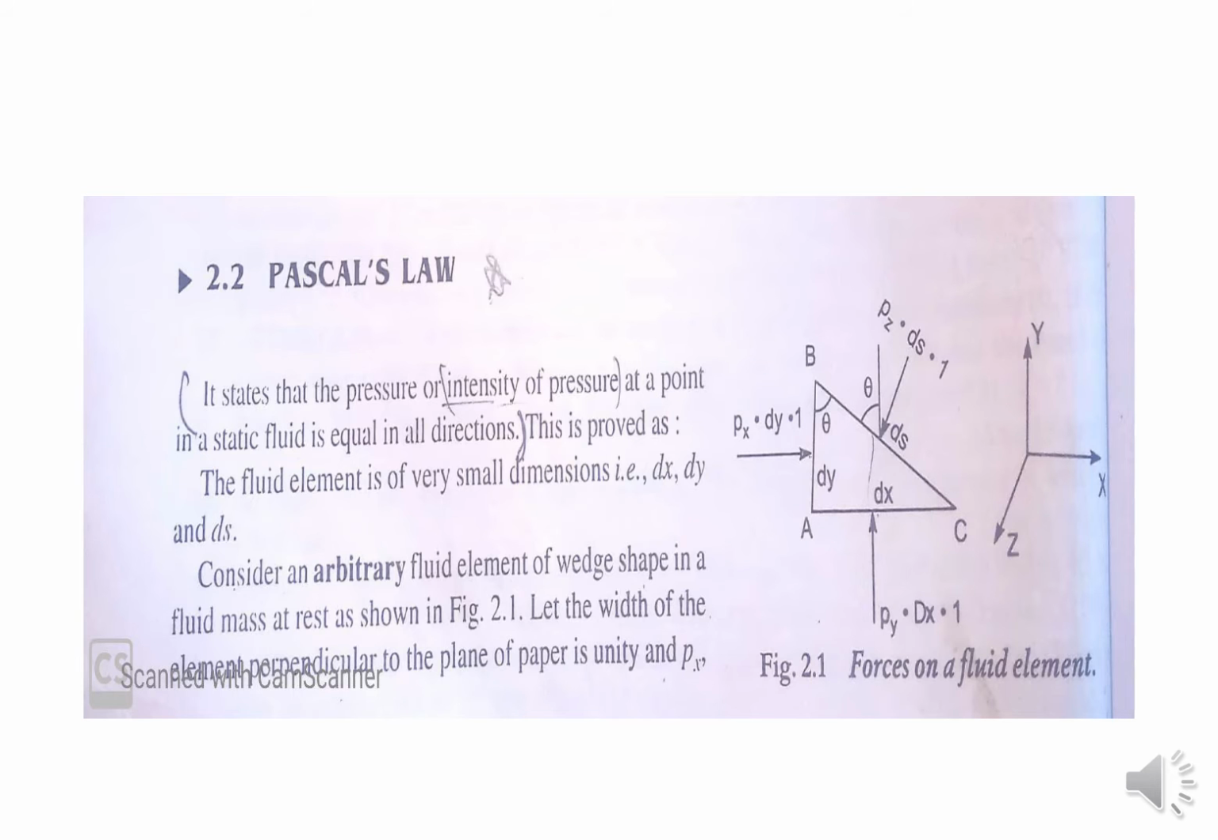So Pascal's law on a wedge shape element we'll see, with that wedge shape having A, B, C as the dimensions. So AC is dx, AB is dy, and BC is ds. Px is pressure acting on the AB, perpendicular to that AB, perpendicular to AC. Py is acting perpendicular to BC, Pz is acting. But we have to convert that Pz pressure into x direction and into y direction, because it is acting with a certain angle to that face.